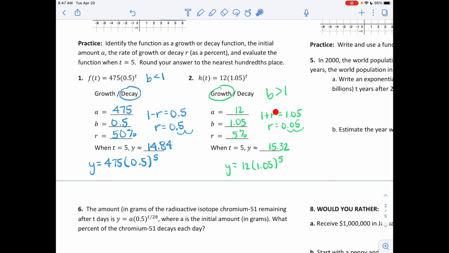And this time we will use our B value of 1 plus R because we have growth. So 1 plus R is 1.05, or R is 0.05. That translates to 5% whenever we move the decimal 2 places. Finally, plugging in 5 for t, and we knew everything else, we can solve that y is 15.32.